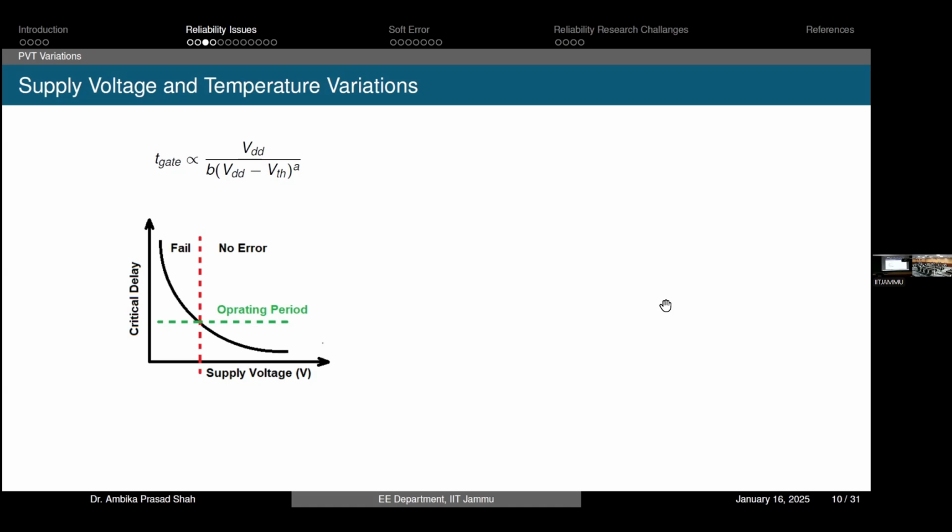So if I see this diagram, what it says is the impact on the delay. The delay relation is such that if we have a high VDD, delay will be less, and vice versa.